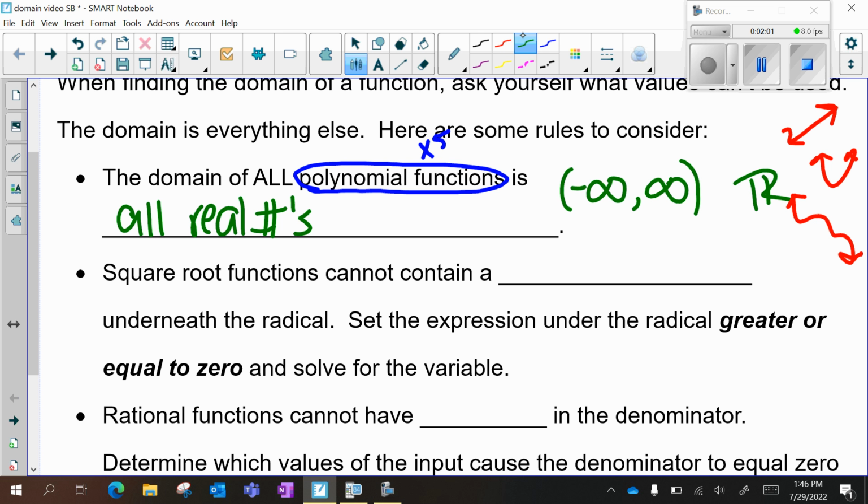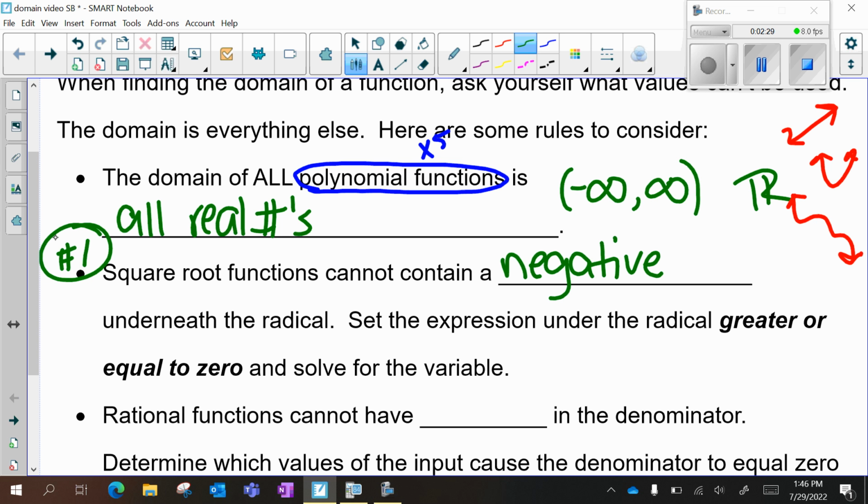So that's polynomial functions. Now, square root functions cannot contain a negative under the radical, because if I have a negative under the radical, it's imaginary numbers, and I can't graph that. So this is your rule number 1 for restricted domains. You're going to set the expression under the radical greater than or equal to 0 and solve for the variable.